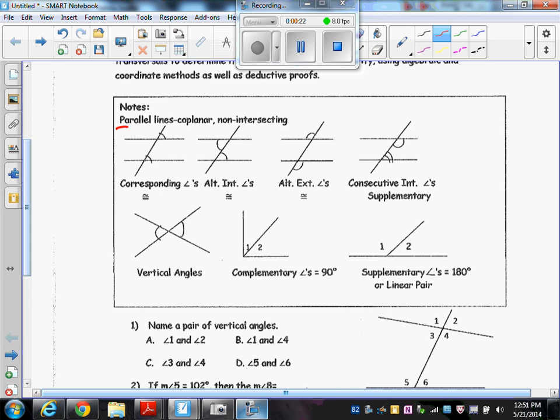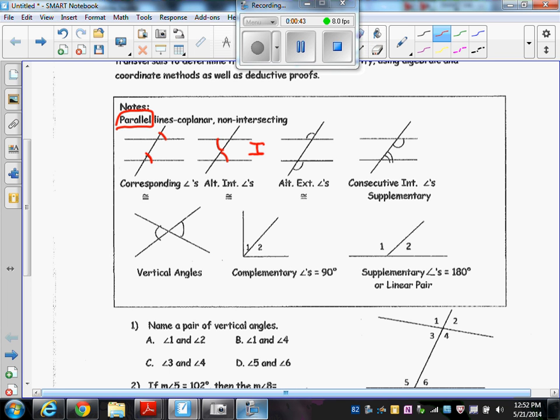The first thing in our notes talks about parallel lines. These things only work in parallel lines. We can have these types of angles, but our corresponding angles will only be congruent with parallel lines. Remember, that's the same position for the angles. Our alternate interior angles will also be congruent on parallel lines.